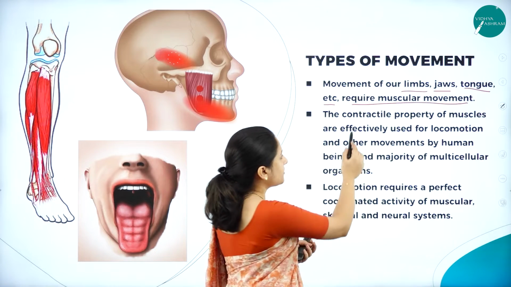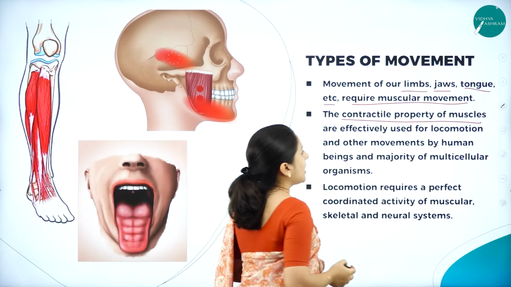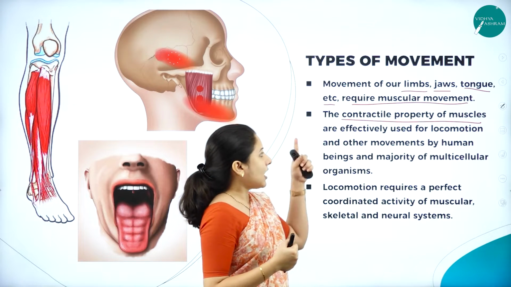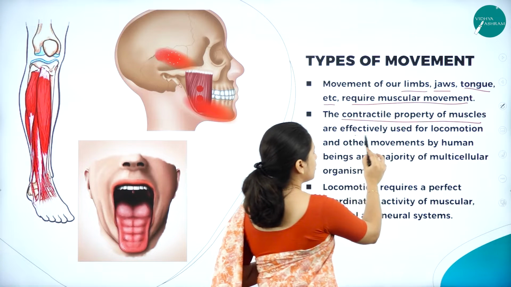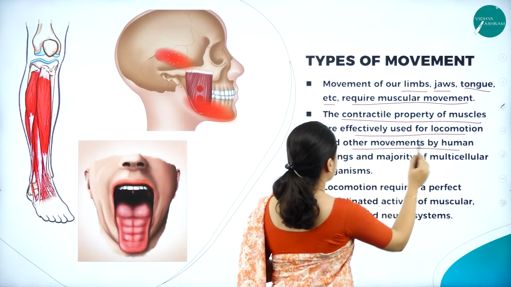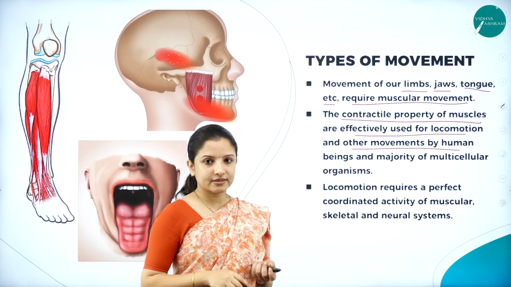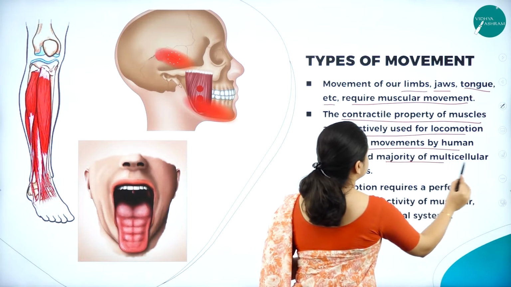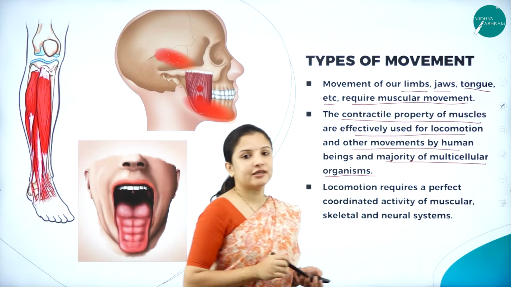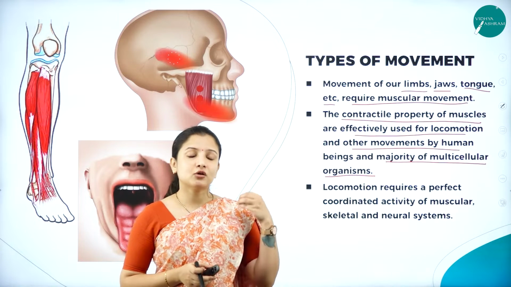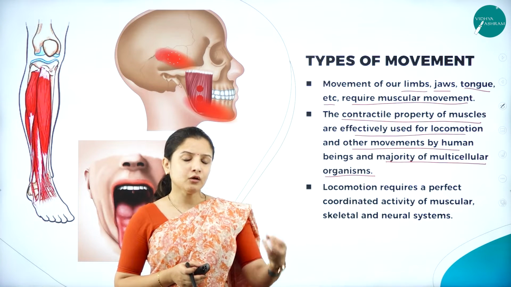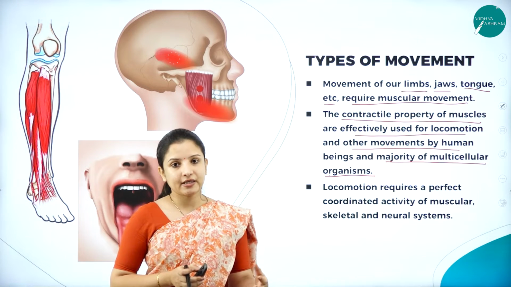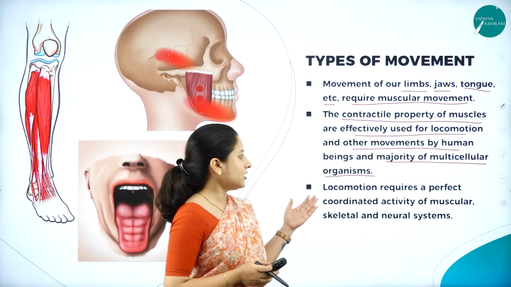The contractile property of the muscles, what is contractile? The stretching property of the muscles is effectively used for locomotion and other movements by human beings, and not just that, this muscular movement is also used by the majority of the multicellular organisms. Not just humans, even all the other multicellular organisms or the higher animals, they also use this muscular movement.